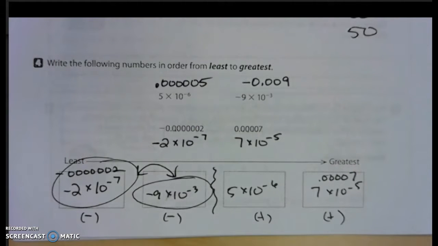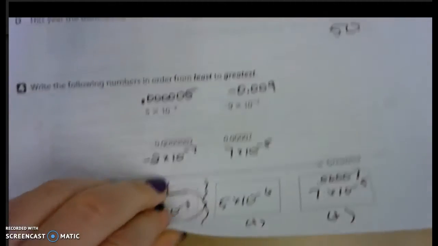Okay, the negative 9 times 10 to the negative 3 goes first. And then the negative 2 times 10 to the negative 7. All right, on the back.